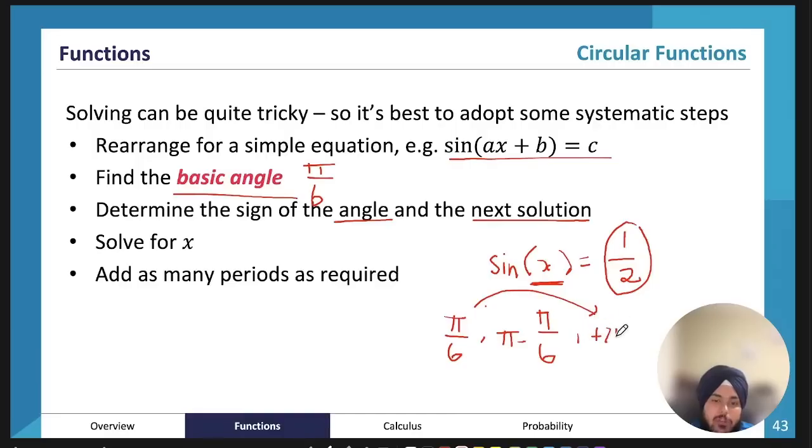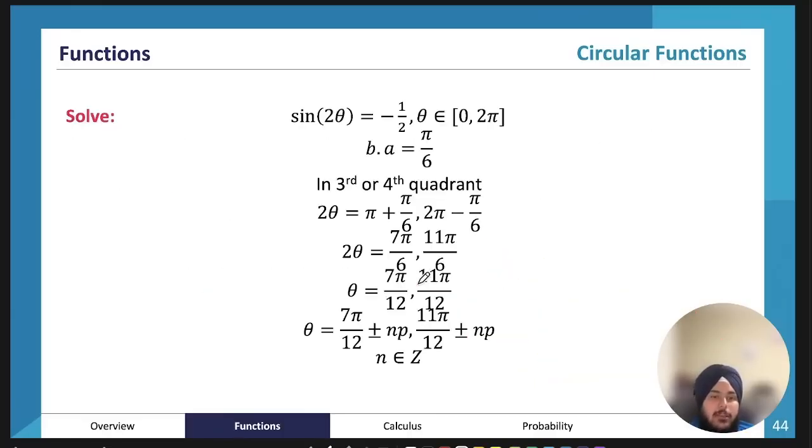So add 2 pi to pi on 6 to get to the next solution. And then you again add 2 pi to that, and add 2 pi to the other one, until you find all the values in the given domain. So that's how you would do it. You would do it for as many periods as required by the domain. But you do need to find the first two values. That's the important part.